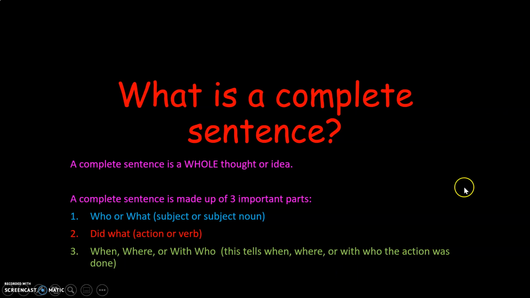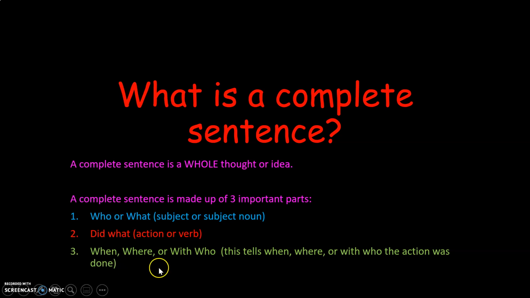For example, if I wanted to say, I ran outside, I ran outside is my sentence. Believe it or not, while it is a very short sentence, I ran outside is a complete sentence because I have a who or a what, that's the subject, that's I. Did what? My action verb was ran.